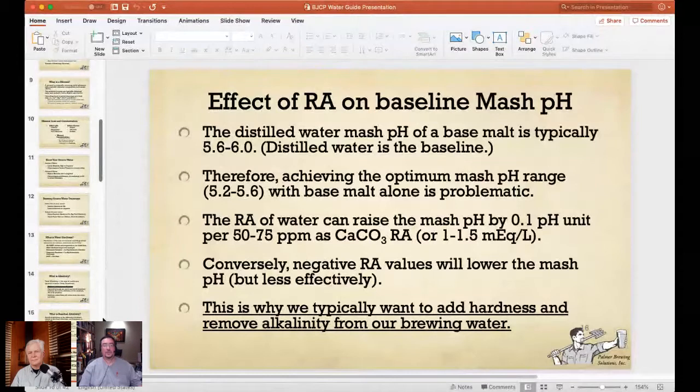If you have a negative value of residual alkalinity, that means there's more hardness than alkalinity in the water, and the water will help lower your mash pH. If you have a positive value of residual alkalinity, that means you have more alkalinity than hardness, and the net result is you will raise the mash pH from that baseline value. And anywhere between 50 and 75 ppm seems to change that pH by about 1/10. So this is why we typically want to add hardness and remove alkalinity from our brewing water.